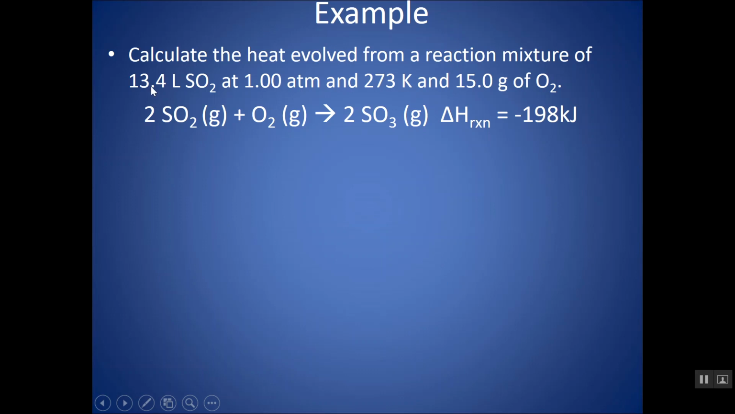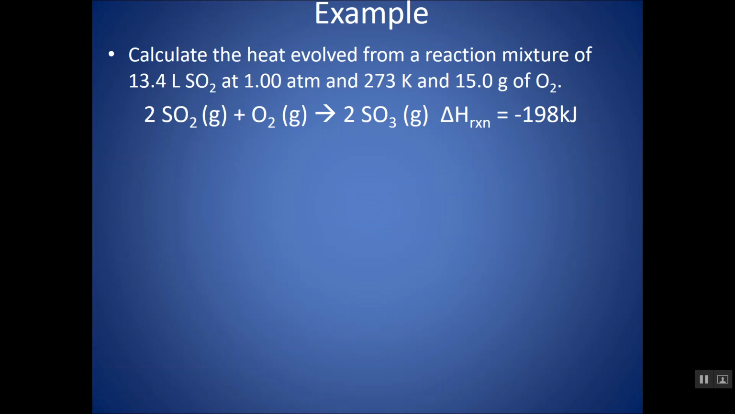I give you volume, pressure, temperature, which is enough information to get moles of SO2, my first reactant. And I give you grams of O2, again, enough information to get moles of my other reactant. And I want to know what's the heat that's evolved. Evolved is just a synonym of released. So I have enough information to mole out each reactant. This is a limiting reactant problem.